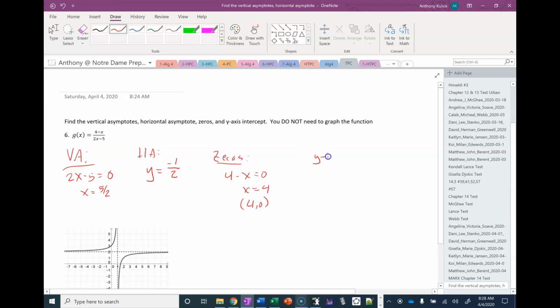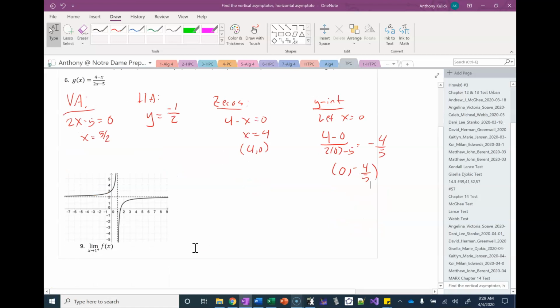And then the y-intercept is just when we set x equal to 0. So when I do that, I get (4 minus 0) over (2 times 0 minus 5), which turns out to be -4/5. So you could write that as (0, -4/5).